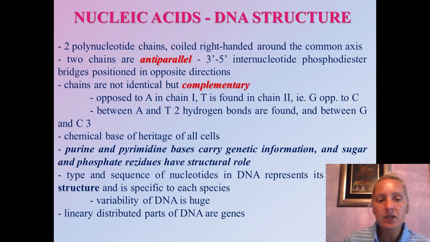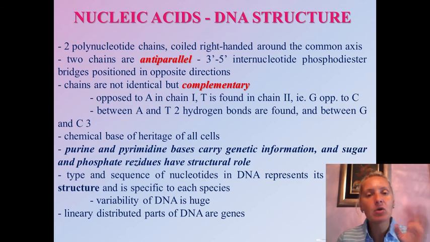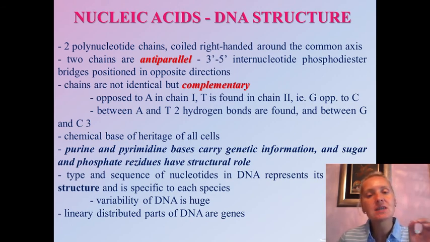What else do we know? This specific structure of the DNA molecule is actually a chemical base of the heritage of all cells. And we can also divide the structure of the DNA molecule into 2 domains. So purine and pyrimidine bases tend to carry the genetic information, but the sugar and the phosphate residues rather exhibit a structural role.